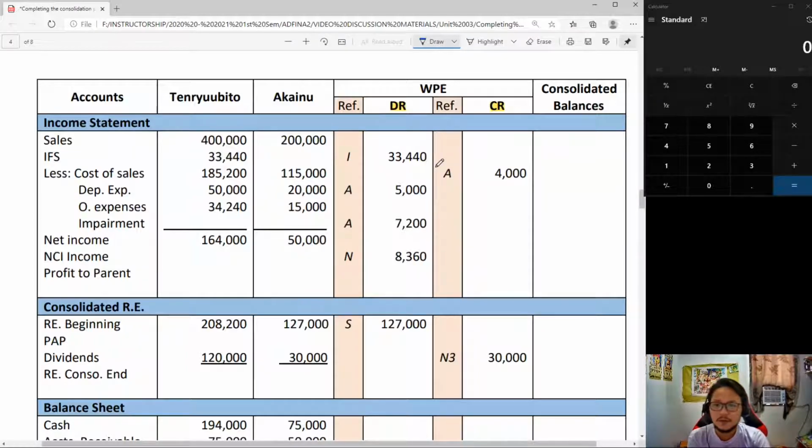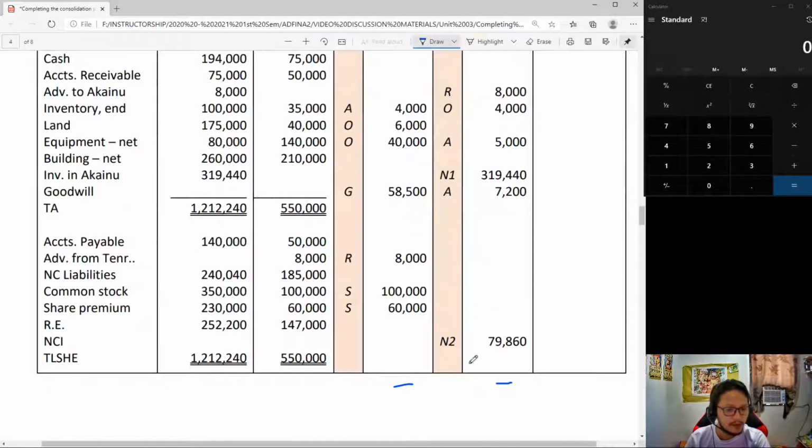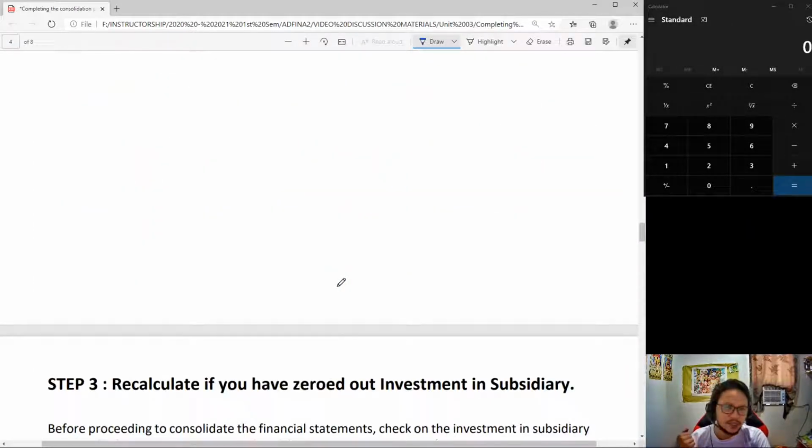So yan po. Step 1, given. Step 2, fill in the working paper entries and make sure na tama or equal ang debit and credit mo. And then step 3. Step 3, you will have to do this as a check and balance. Recalculate if you have zeroed out investment in subsidiary. Actually, this can be step 2. Pwede mo gawing step 2 to. You will have to make sure na ang investment in subsidiary na zero out natin kasi that is a hint na tama ang ginagawa natin. If you are unable to zero out the investment account, this means na meron kang mali somewhere in your entries. Okay, you will have to redo something.